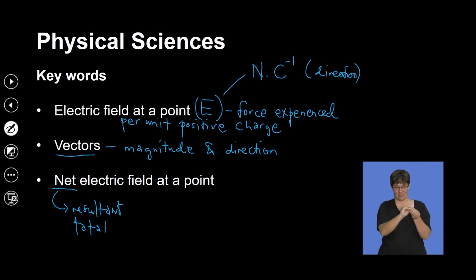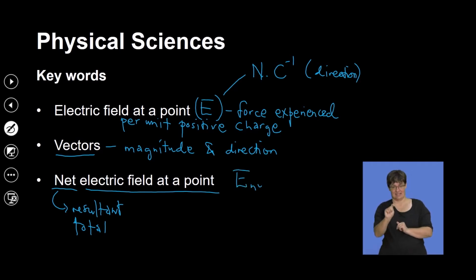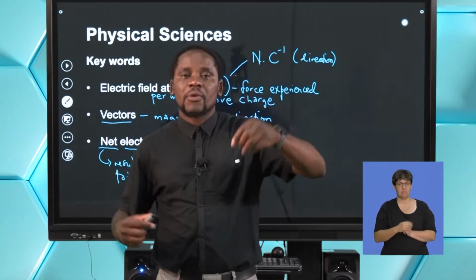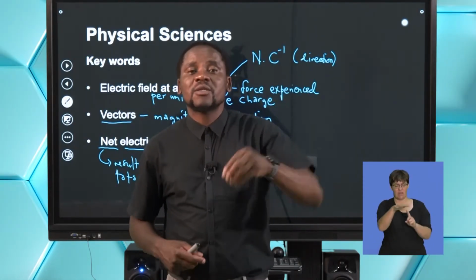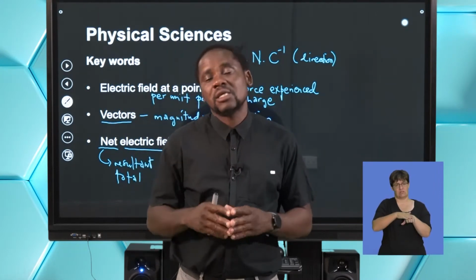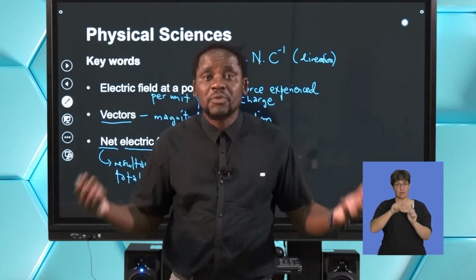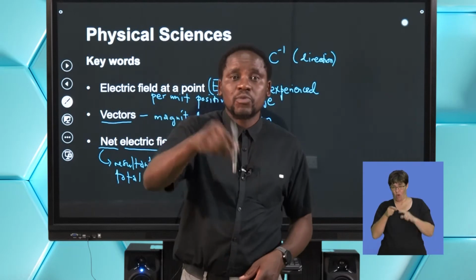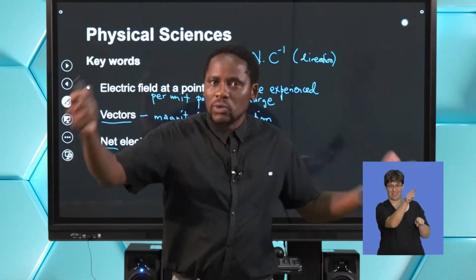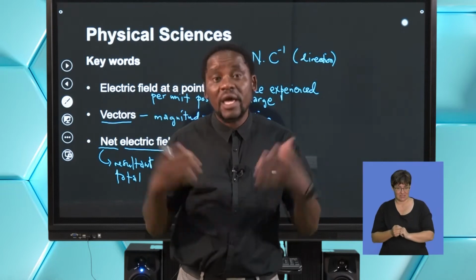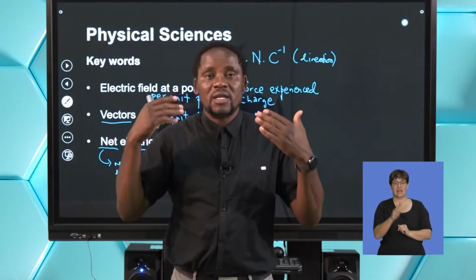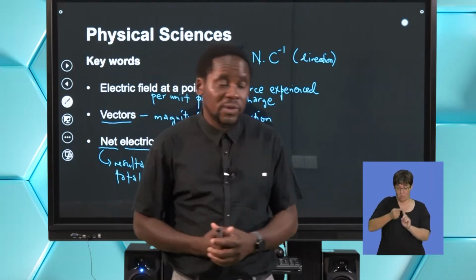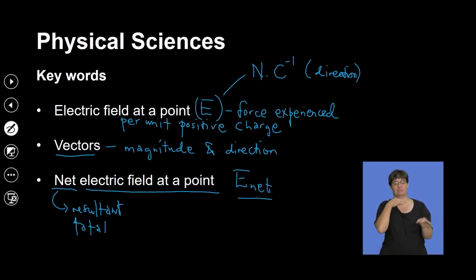Then what exactly do we mean when we talk about net electric field at a point? We're talking about E net. What we indicated earlier is that we can talk about the electric field at a point due to a charge that creates a field. But if there are multiple charges, then we can talk about a point and how strong the field is at that point due to those point charges in space. Hence we would refer to it as the net electric field at a point. So that's as far as the definition is concerned.